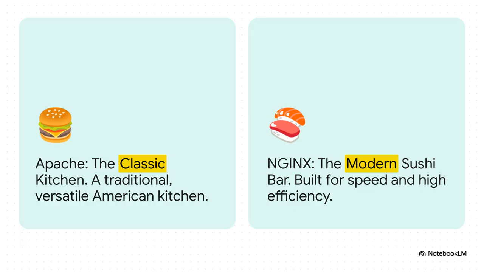So to really get a feel for them, let's go back to our restaurant metaphor. Let's think of Apache as a classic, versatile American kitchen. You know, the kind of place that can make a great burger, a salad, some pasta. It's flexible. It does a bit of everything. NGINX, on the other hand, that's the sleek, modern sushi bar. It's built for one thing above all else: hyper-efficiency and speed.